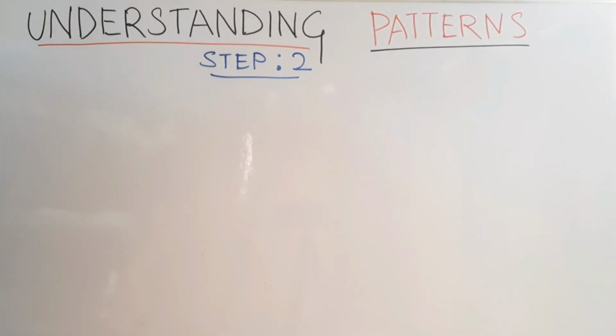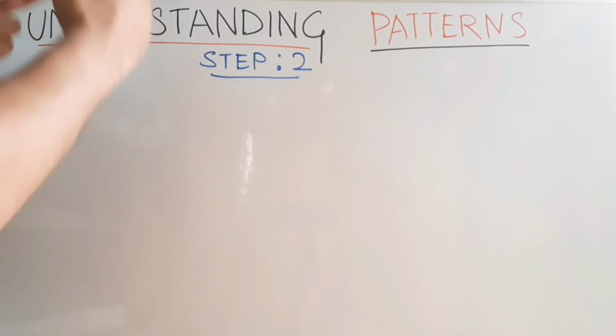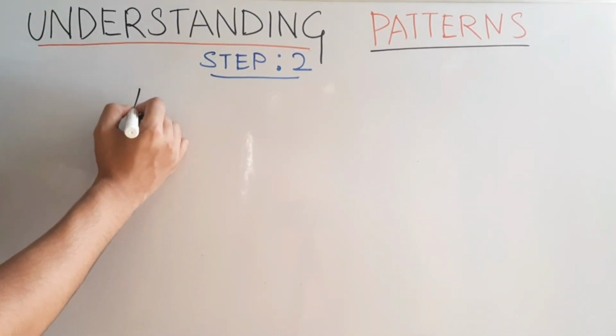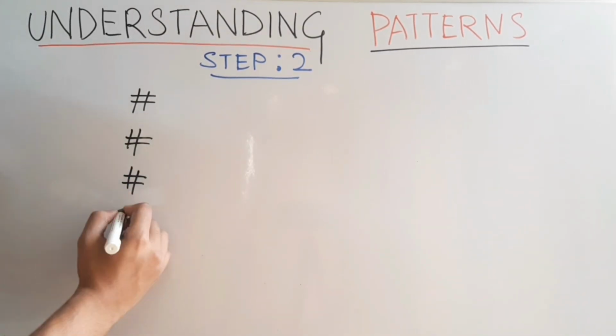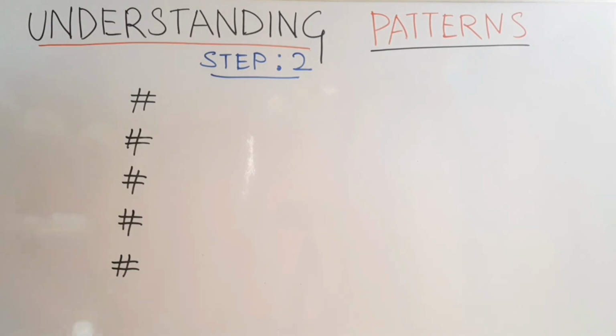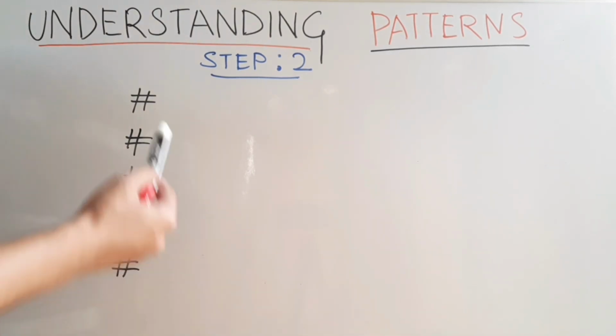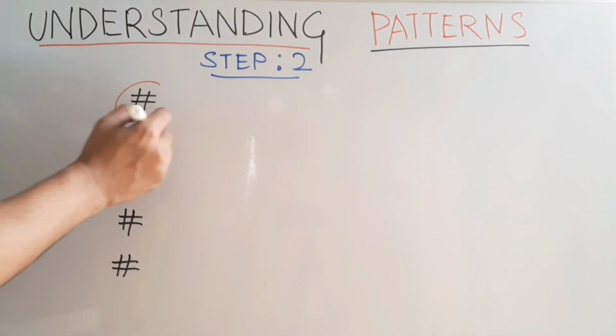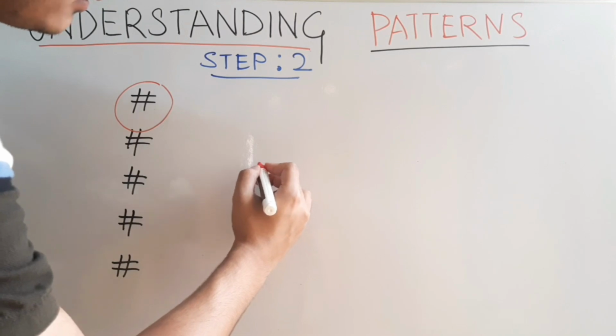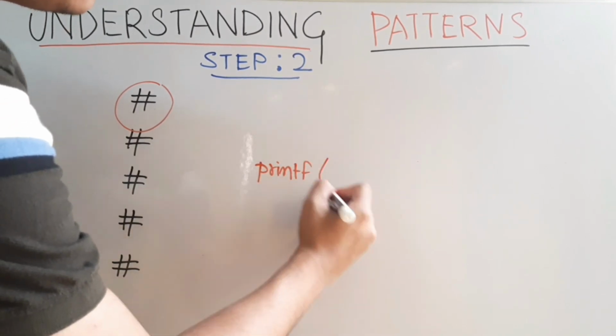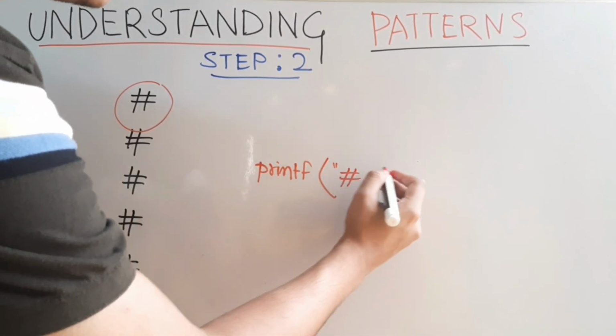In step 2, we consider a similar pattern, but in this case, the hashes will be vertical. Let's see. So what is the most important part in this pattern? Hash itself. Thereby, print hash.